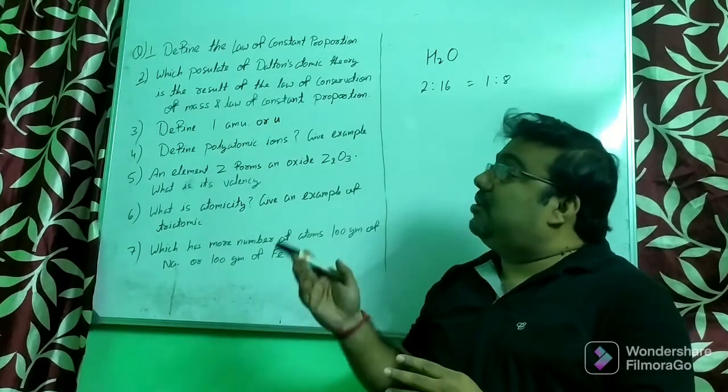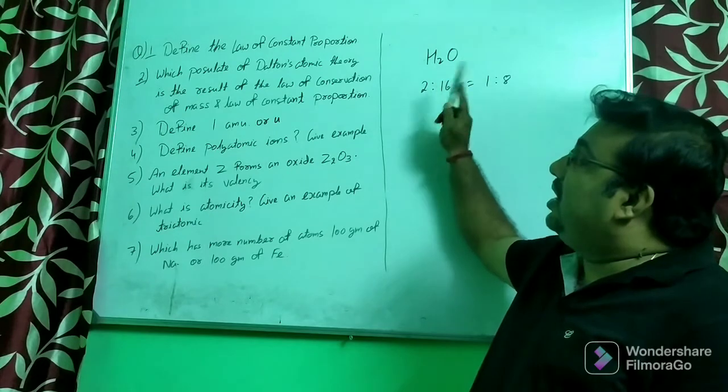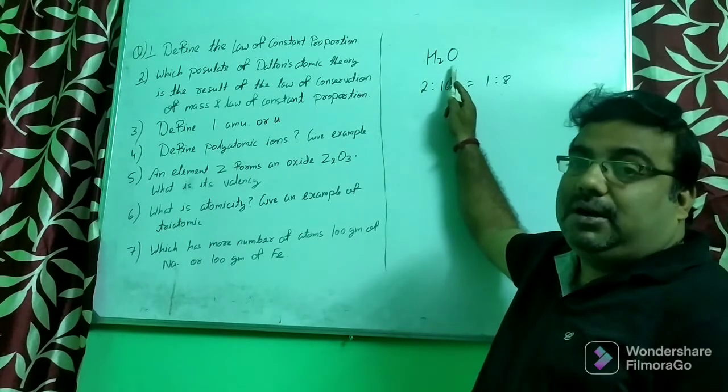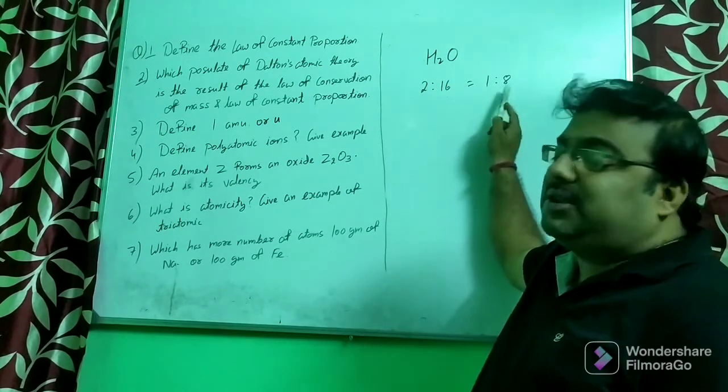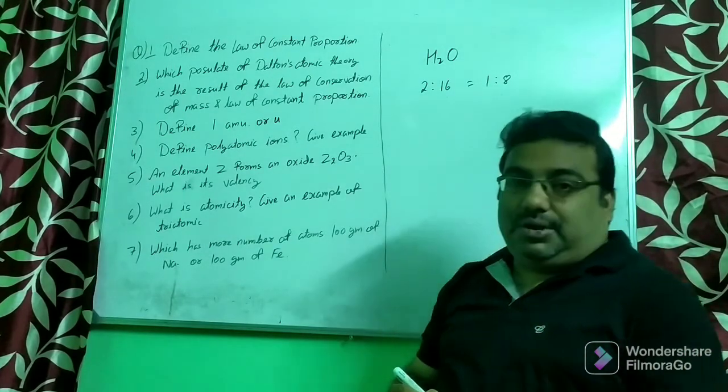So according to the law of constant proportions, when elements combine together chemically, the ratio of the mass of the different elements present in the compound is always constant. Okay, so that is the law of constant proportions.